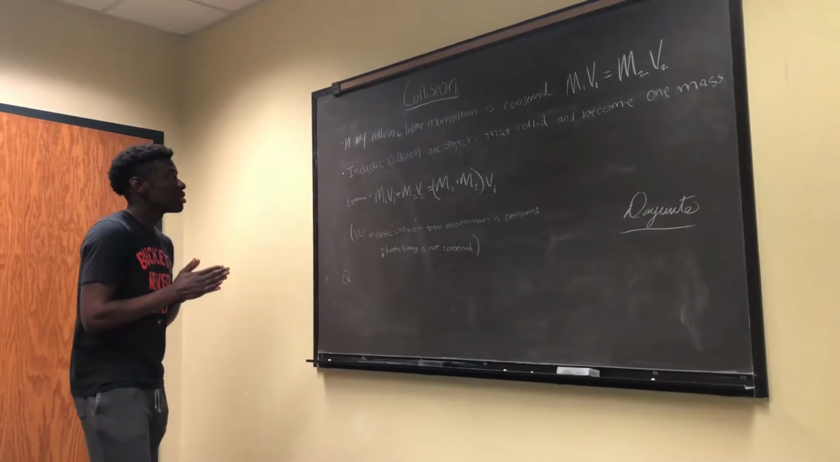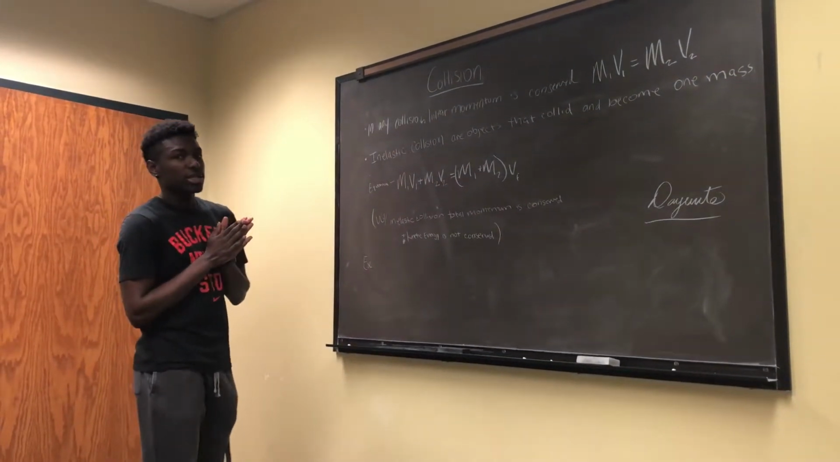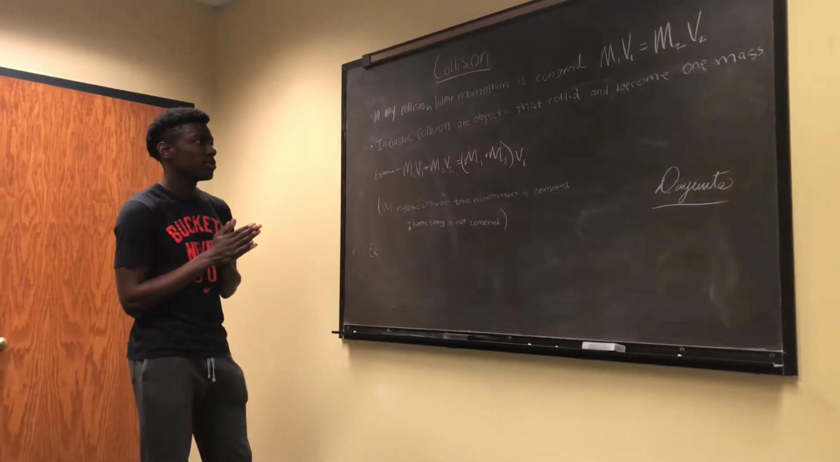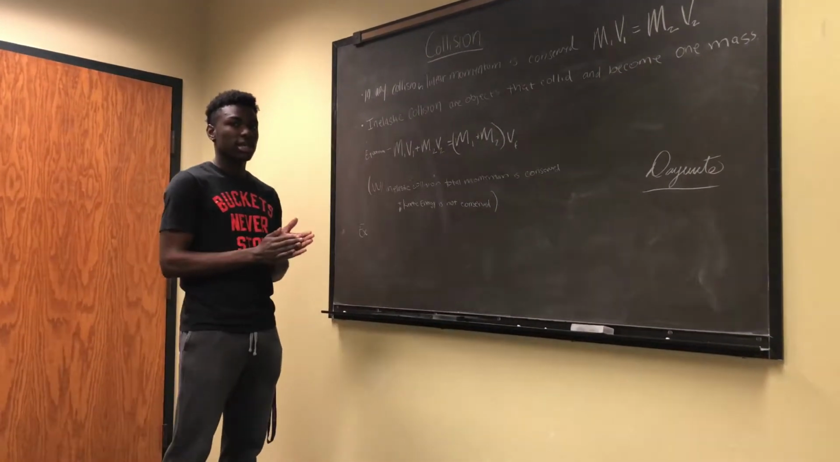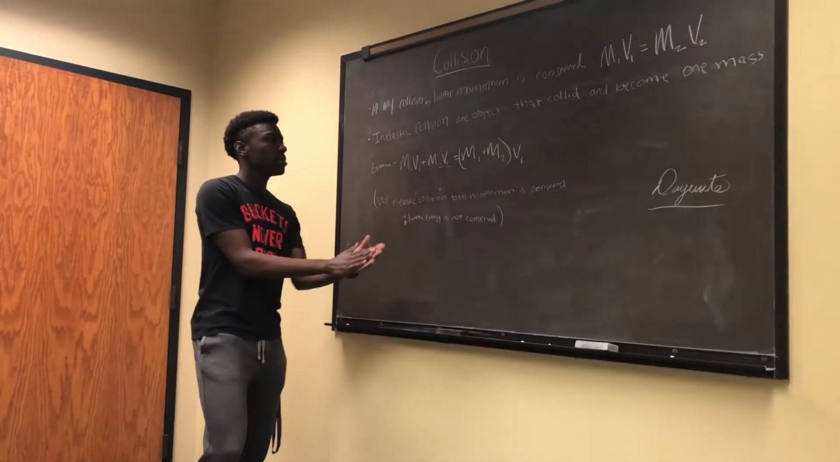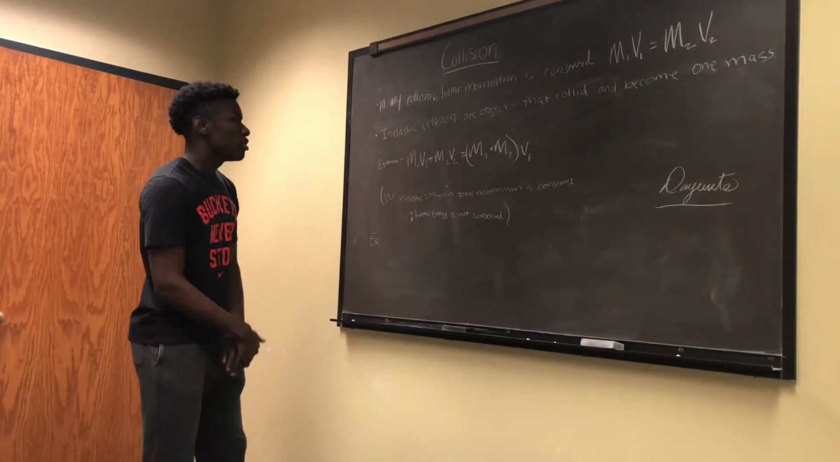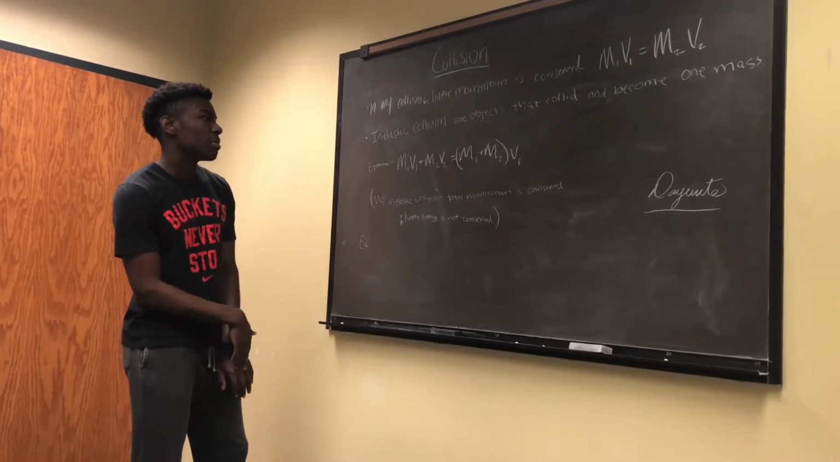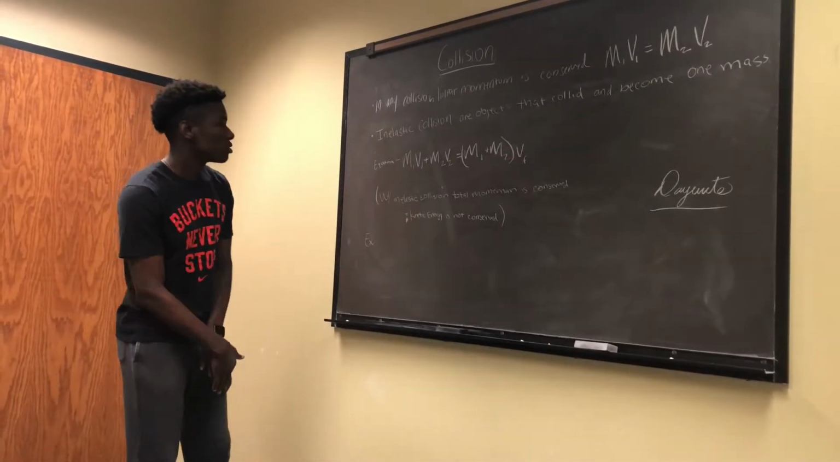Alright guys, so we're about to talk about inelastic collision. Inelastic collision is basically the opposite of elastic collision. When two objects collide, they stick together and continue going in one direction. The equation for this is m1v1 plus m2v2 is equal to m1 plus m2 times velocity final.